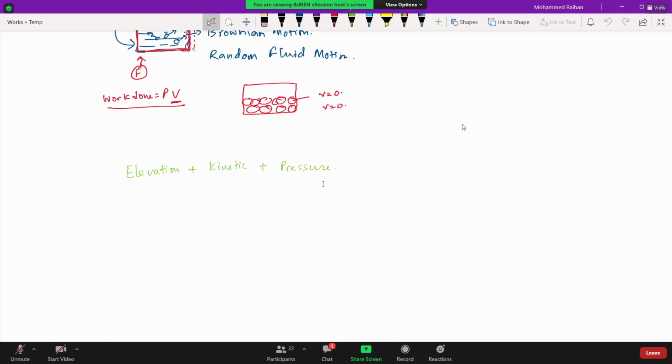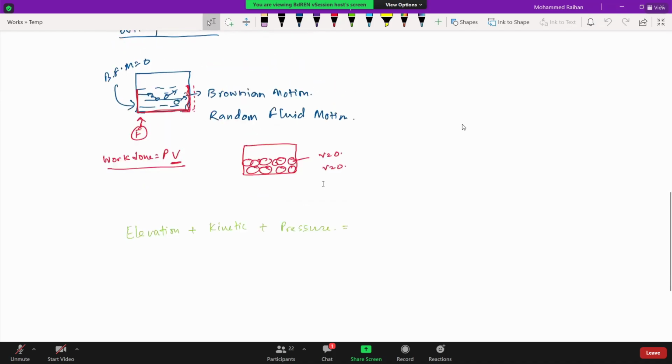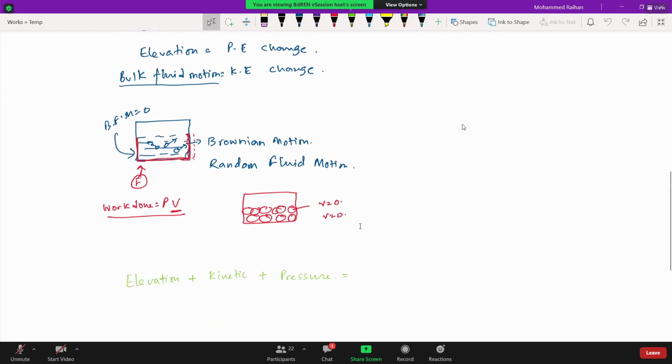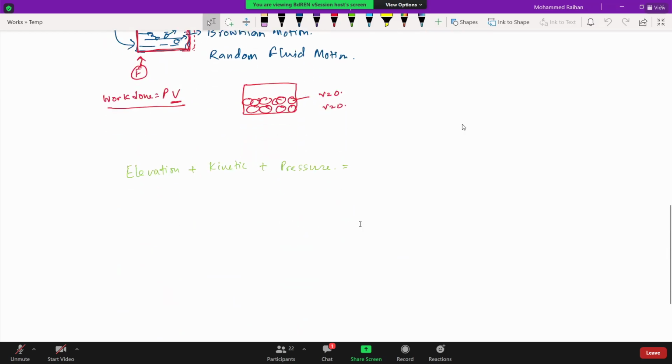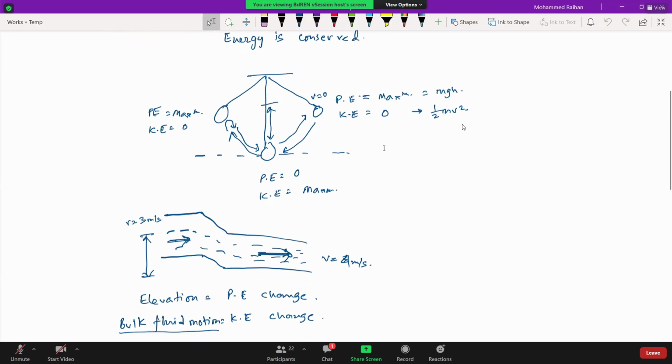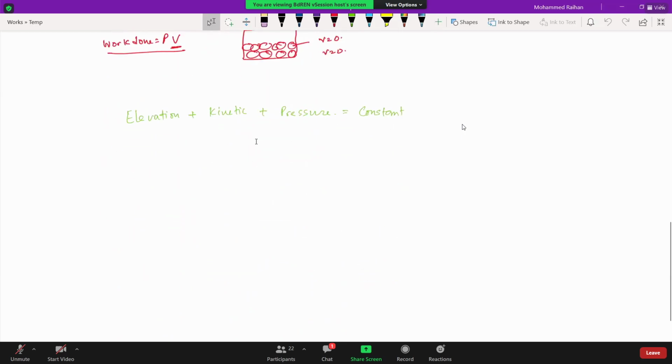And total energy is always what? Total energy is always conserved, right? What did we say at the beginning of this class? Energy is always conserved no matter where. So total energy is conserved. Here only two types of energy were conserved, but here we will be seeing three types of energy conserved. In addition to elevation and kinetic energy, pressure energy is also being conserved, right? The sum of them is conserved, not just one of them.